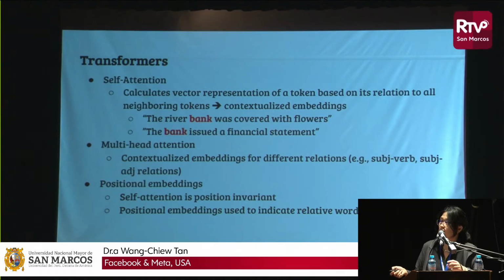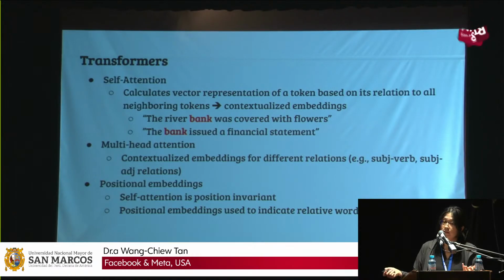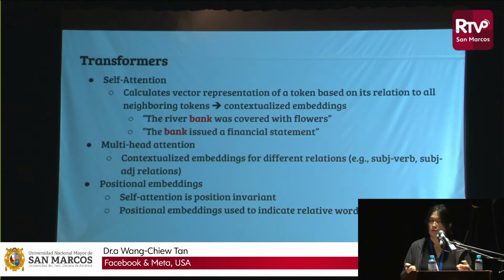The first sentence here says, the river bank was covered with flowers. The second sentence says, the bank issued a financial statement. So these 2 words, bank, have totally different meanings, right? Depending on the surrounding words. And that's what these transformers are very good at. It gives you a contextualized embedding of bank so that the embedding of bank in the first sentence is different from the embedding of the word bank in the second sentence. Now, this is a big departure from previous word embeddings like word2vec or GloVe that existed before that. The ability to give you contextualized embeddings gives you more understanding of language, right?